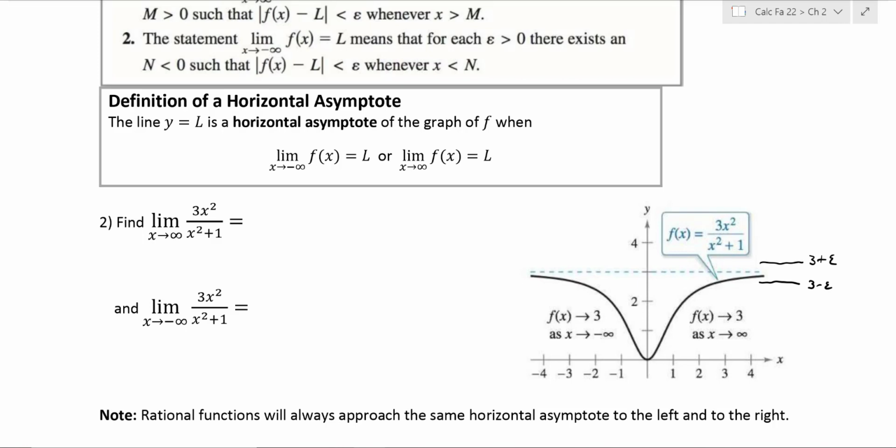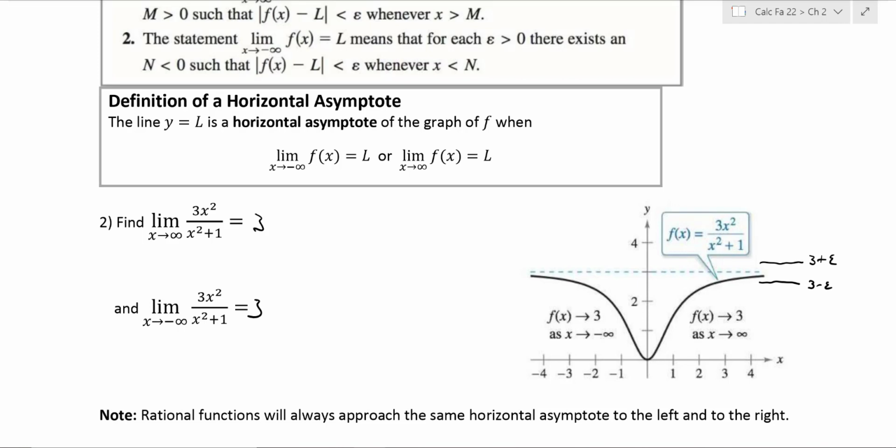And the epsilon doesn't matter. You're supposed to be able to prove it for any tiny number. But the idea, again, is just that closeness. We stay really close to this height, and that's why it's the limit. So you can see it from the picture, our limit going towards infinity or minus infinity, both of those are 3. And for the rational functions, we're always going to have the same horizontal asymptote whether we go left or right.